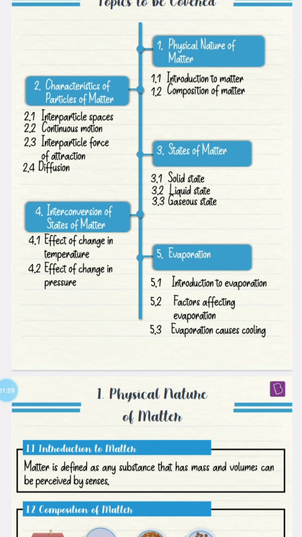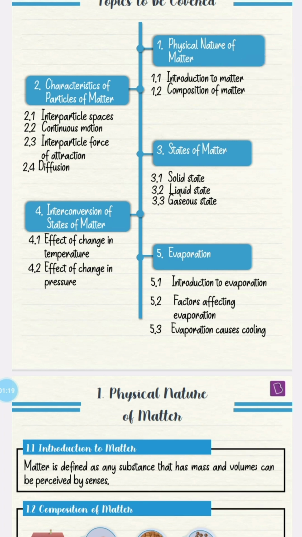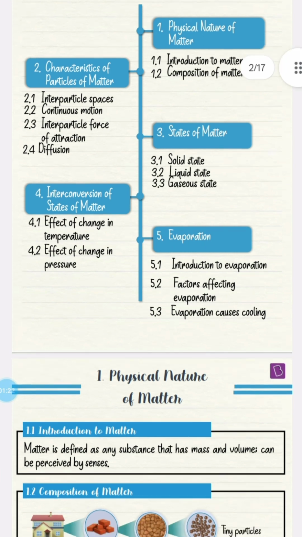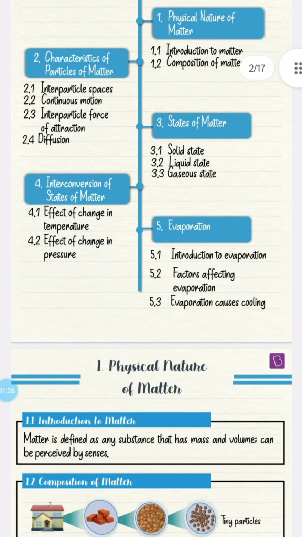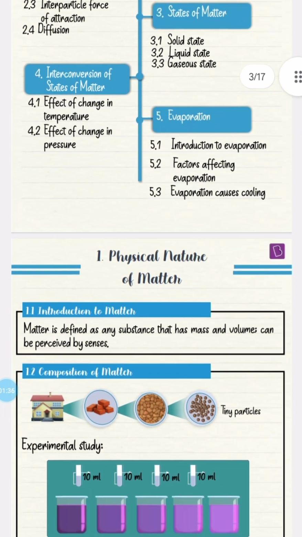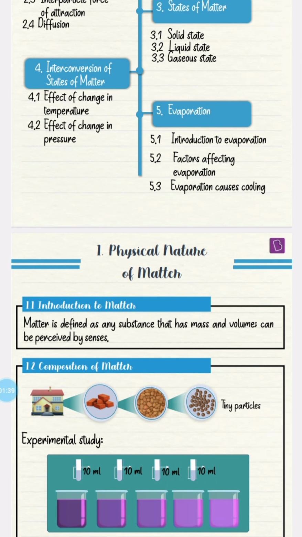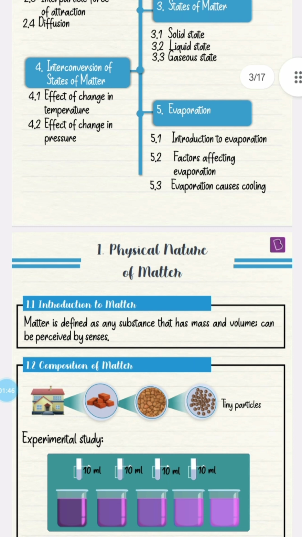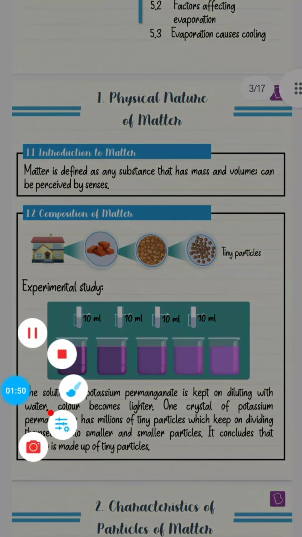Then we have states of matter. There are 3 states: solid state, liquid state, gaseous state. There are 2 more states, basically plasma and BEC, that is Bose-Einstein condensate. That is deleted this year, so we'll not go towards that. Then we have interconversion of states of matter, effect of change in temperature and pressure on the state. Then we have evaporation. We'll study what exactly is evaporation, what is the difference between evaporation and boiling, factors affecting evaporation, and how it causes cooling.